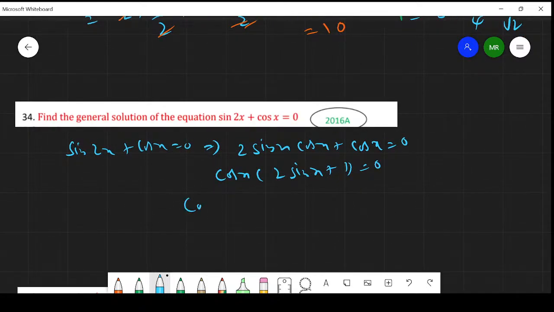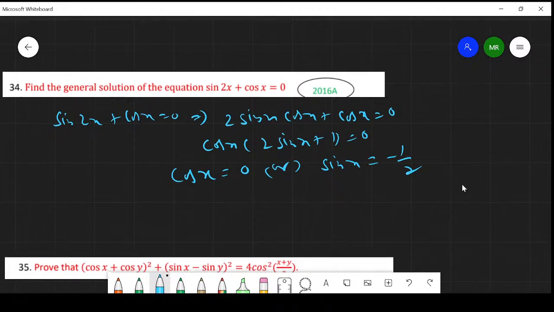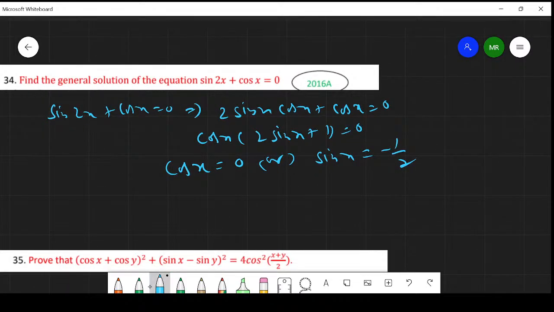Now you will get cos x equal to 0. Correct? The product is equal to 0, so you can write cos x equal to 0 or sin x equal to minus 1 by 2, because 2 sin x plus 1 equal to 0. When you take 2 sin x plus 1 equal to 0, sin x equals minus 1 by 2. When they are asking for the general solution of this, now you can observe here. I can write cos x equal to 0: whenever cos x equals 0, in this case, every odd multiple of pi by 2, cos will be 0.